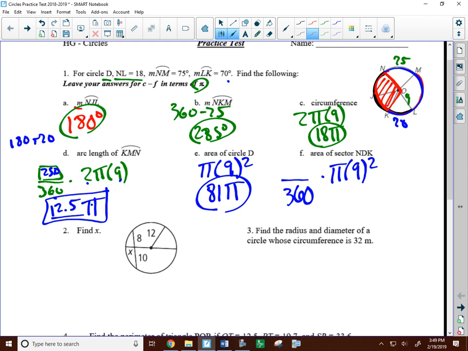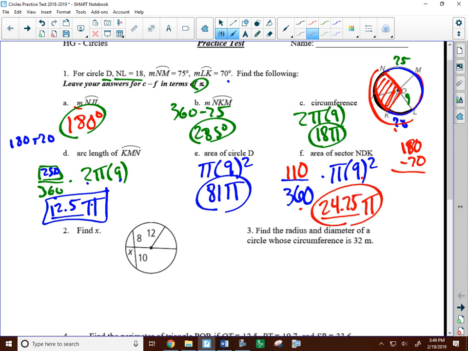So this arc is going to be 110. Since this is 70 and we have a semicircle, I can subtract from 180. 180 minus the 70, you get 110. So in your calculator, 110 divided by 360 times 9 squared. Leave it in terms of pi, so you get 24.75 pi.